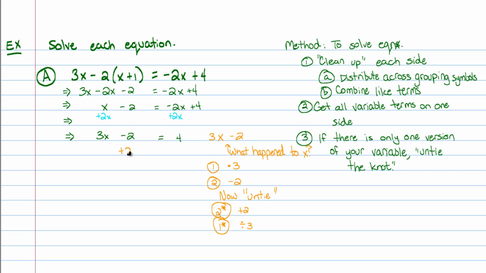I'm going to add 2 to both sides to get 3x is equal to 6. And then I'm going to divide both sides by 3 to get x is equal to 2.